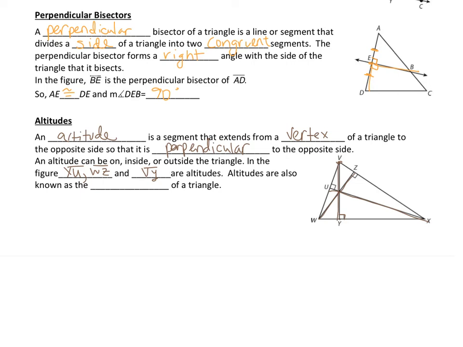So our altitudes are also known as the height of a triangle. Whenever you need to use the equation of the area of a triangle, we would use 1/2 times base times the height. The height itself is really the altitude. And those would be the types of questions that we could ask you about the altitude.